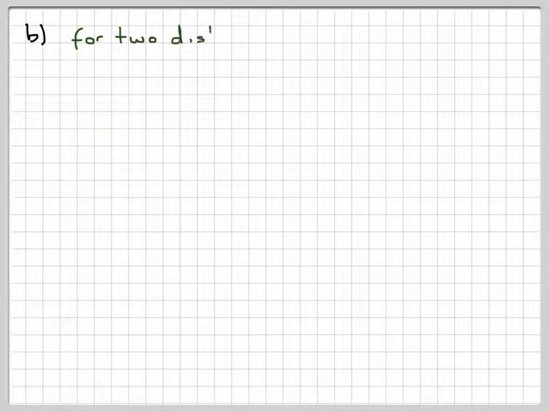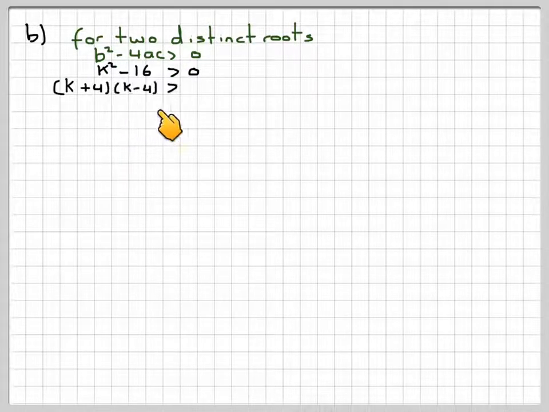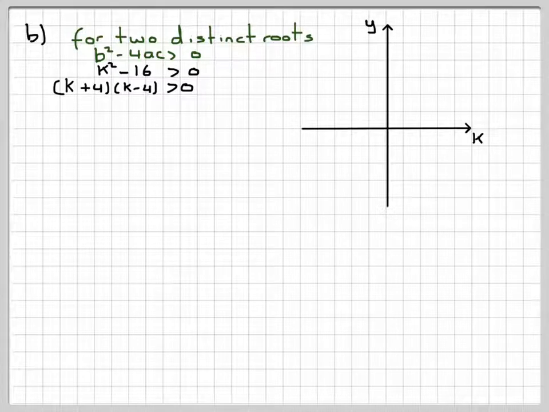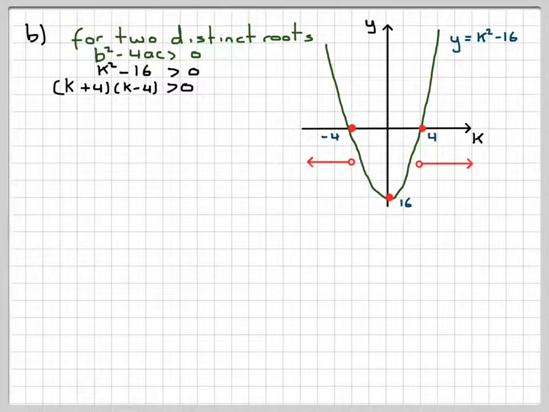Now, if we want 2 distinct roots, then the discriminant b squared minus 4ac must be greater than 0. So we go back to our expression for k, which is k squared minus 16 is greater than 0, which gives k plus 4, k minus 4 is greater than 0. If we look at the graph of k squared minus 16, which will look like that, okay, where is this graph greater than 0? Which is greater than 0 here and here, so that will be less than minus 4 or greater than 4. So that for those values of k, the original quadratic will have what's known as 2 distinct roots.